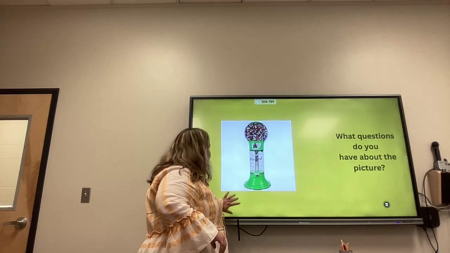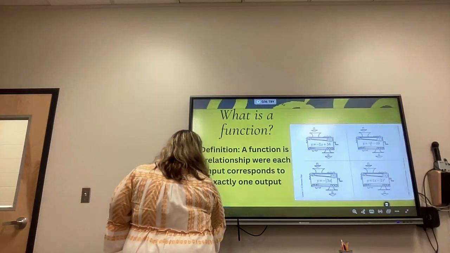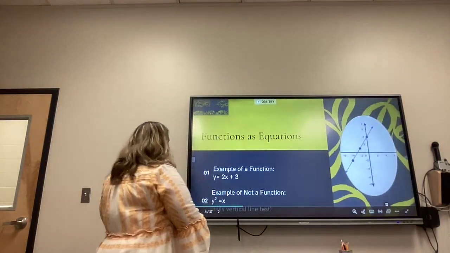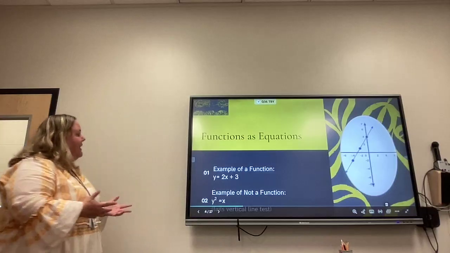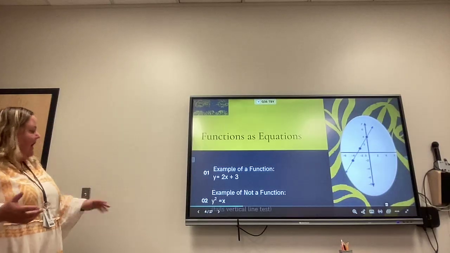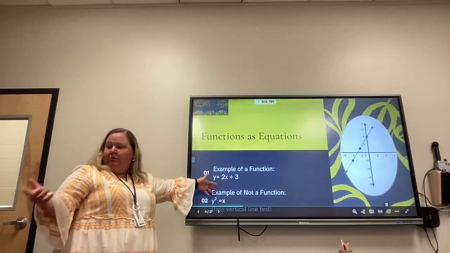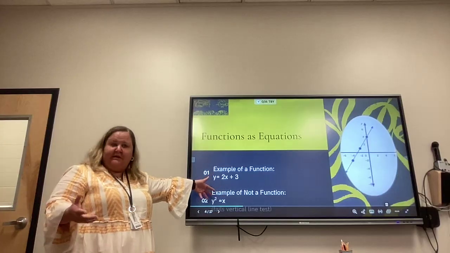As we look at functions, we have different representations. The first representation is a line. And this is in the form of what right here? Y equals mx plus b, which is slope-intercept form.